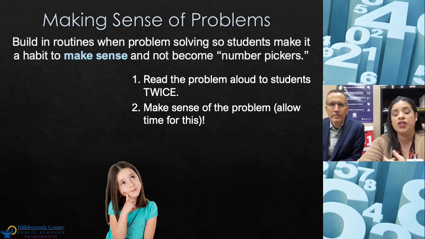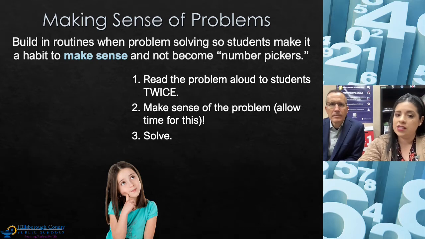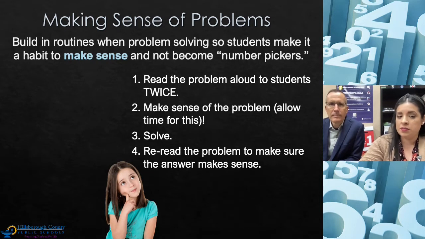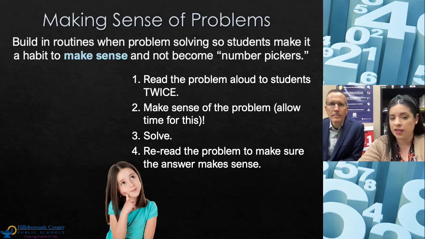Then once they picture it, then we start to make sense. So we're still not solving anything yet. Then they can go ahead and solve and then reread the problem to make sure it makes sense. Now, maybe you're thinking, well, what do you mean making sense of the problem? What does that look like?